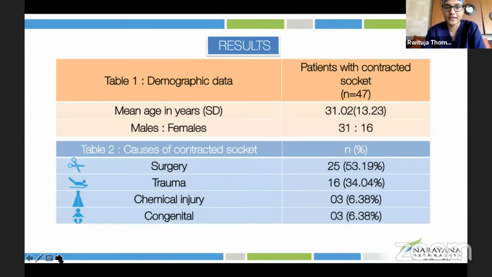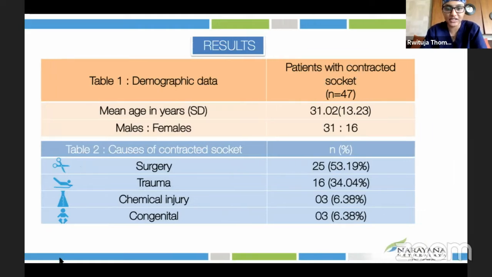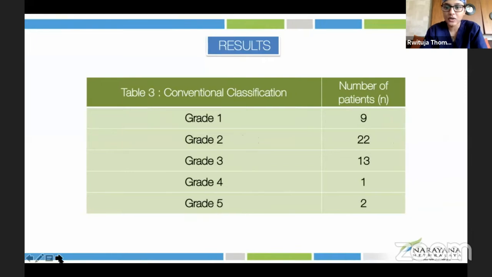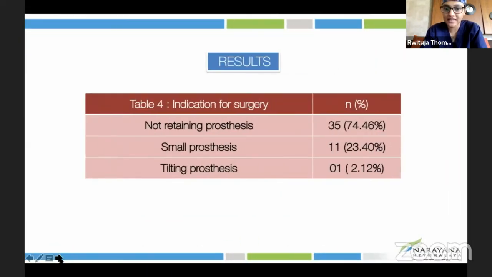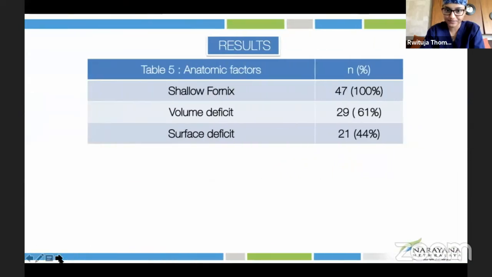So we had nearly twice the number of males as females. The causes for socket contraction were surgery, trauma, chemical injury, and congenital. So as per the conventional classification, this was the grading. The maximum number of patients were in grade 2 and 3. And in the results, the indication for surgery was not retaining prosthesis, a small prosthesis, and a tilting prosthesis.